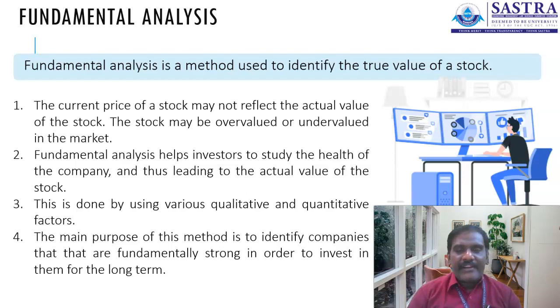So factors can be classified in the form of qualitative factors and quantitative factors. Those qualitative and quantitative factors are primarily used to evaluate the nature or the price of the securities in the market. The main purpose of this particular method is to identify the companies that are relatively financially strong. We can call it fundamentally strong.